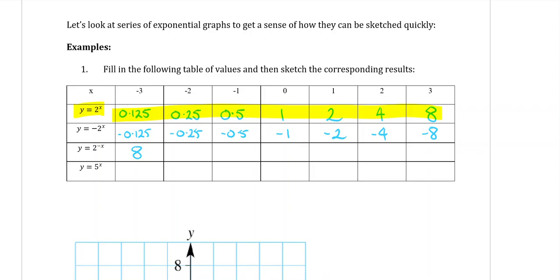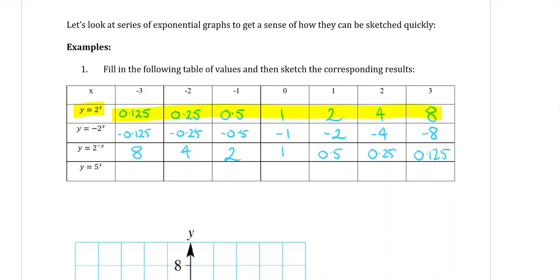So I'm starting with the 8 over here on the right, and then the next one will be 4, then 2, then 1, then 0.5, 0.25, and 0.125. You could obviously put all of those in your calculator again if you wanted to. Okay, so put the minus in some different places, and we've seen what that has done.